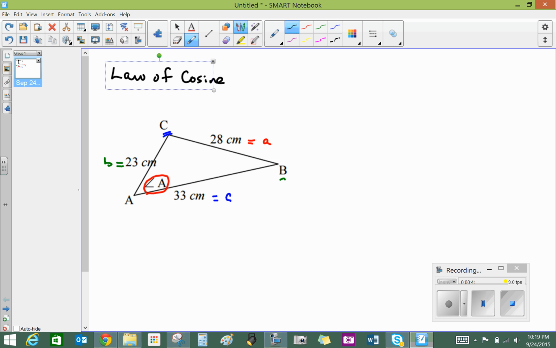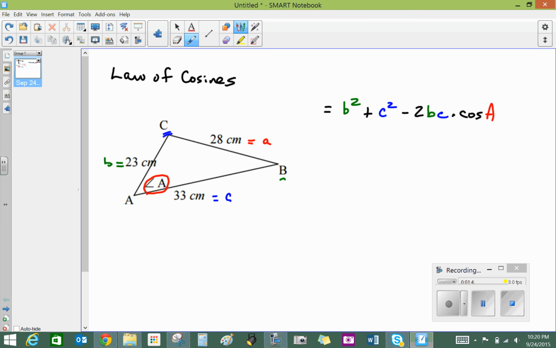So according to the law of cosines, what we know is that for side A, and I'm going to write the formula this way, A squared equals B squared plus C squared minus 2 multiplied by BC, multiplied by cosine of angle A. Just going to change the color on the square to match the information we have in the diagram.